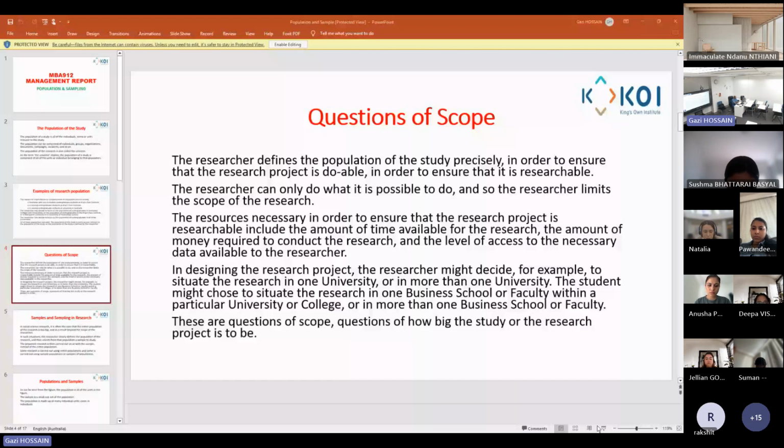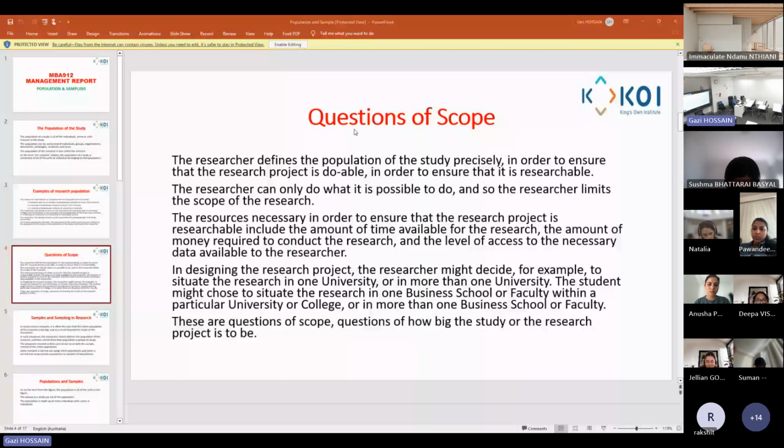So the resources necessary to ensure that the researcher's project is researchable include the amount of time available for the research, the amount of money required to conduct the research, and the level of access to the necessary data available to the researcher. So these three factors will be determining the scope of your population or of your research, on what you will be doing your research.